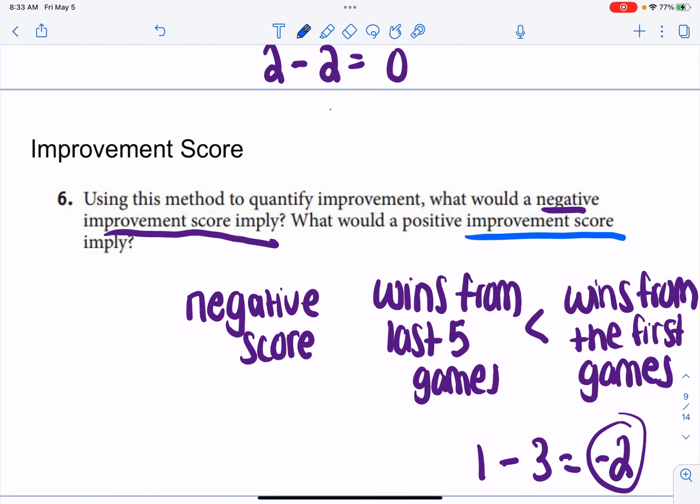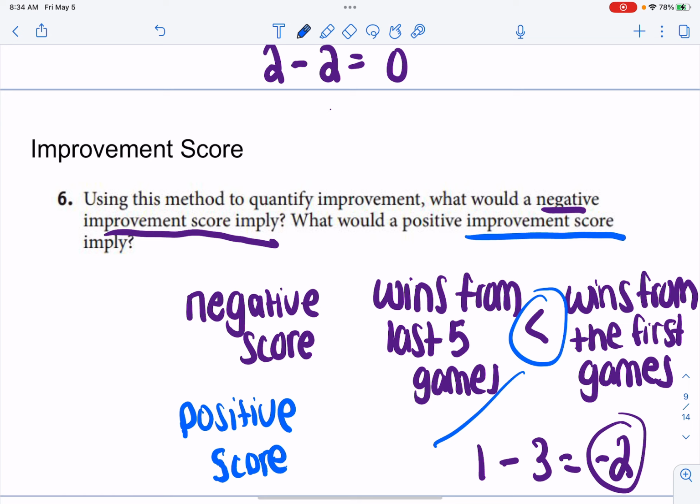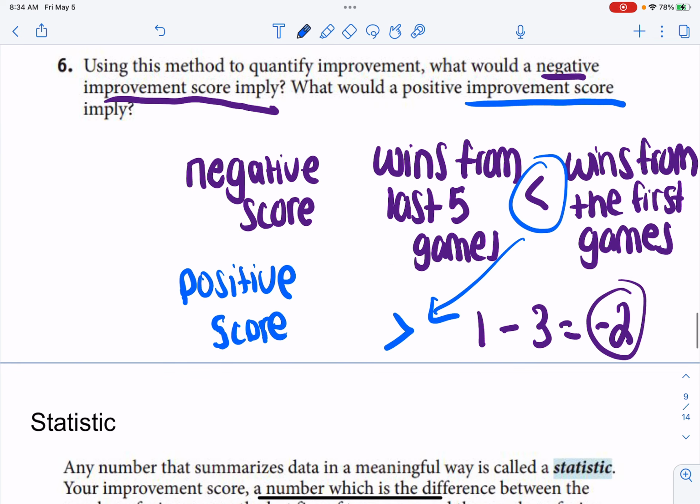Well, that would just basically mean that the wins from the last 5 games is greater than the wins from the first 5 games. Okay, so not too bad.